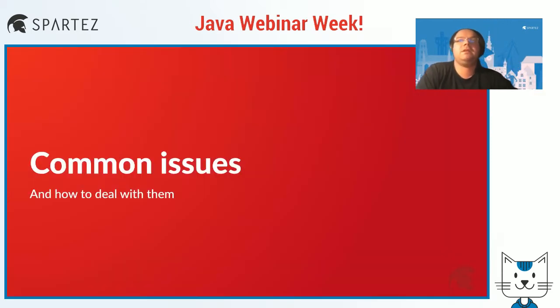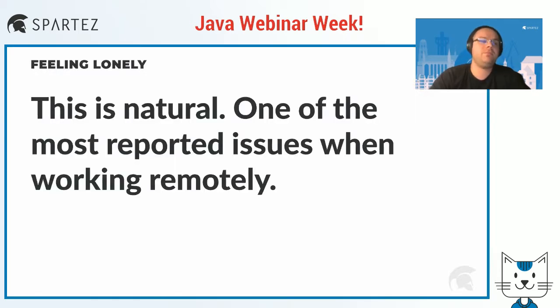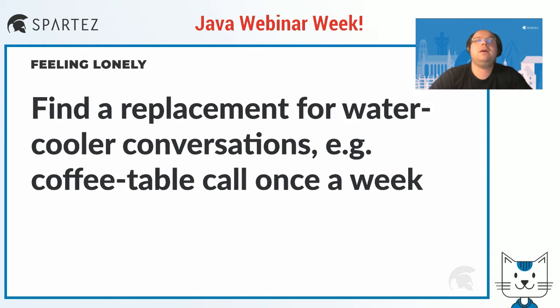so, common issues and how to deal with them. One of the most common issues that people report is that people feel lonely when they work remotely. So this is completely natural. What we have found helps, in at least two different remote or distributed teams, is finding a replacement for water cooler conversations. In the team that I am in right now at Spartus, we have a so-called coffee table call once a week. For half an hour, we grab a coffee or tea or whatever you like, and we just talk about anything we want to talk about. This helps to bring the team together, but it also helps the members of the team to have these social interactions.